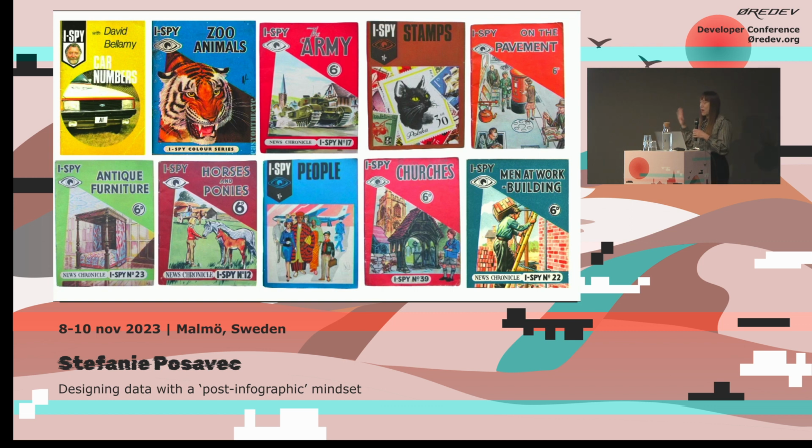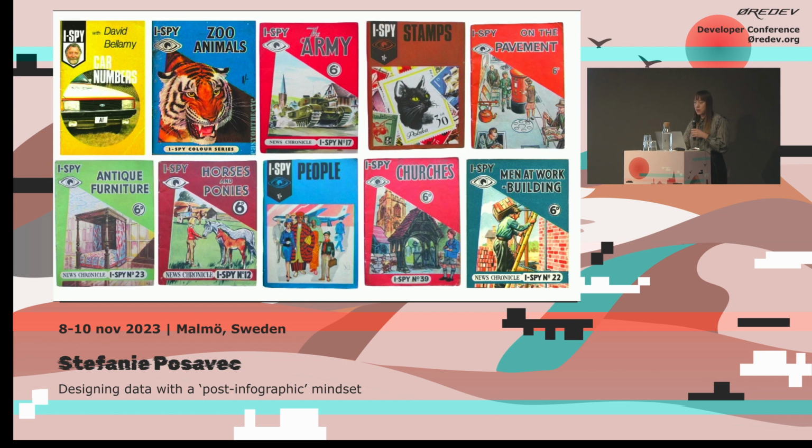But back in the day, it would help children spot and log all sorts of things like stamps in churches or antique furniture or car numbers. I don't think those are around anymore. But now you can get one where you can tick off all of the different London sightseeing that you discover as a child.